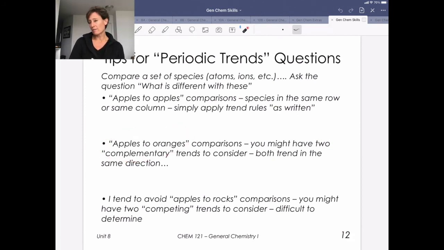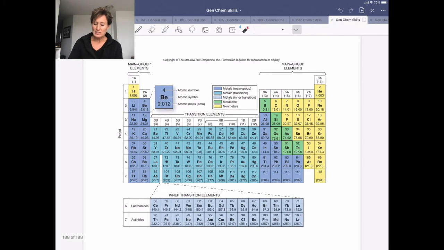Apples to oranges are a little bit more challenging, but what makes these a little bit easier to think about is we're going to have two trends that trend in the same direction. So for example, if we're thinking about size, if I were to give you fluorine and then sulfur, what you might say is, well, fluorine is going to be smaller because it's further to the right, and it's also going to be the smallest because it's got the smallest n number. It's on the smallest row. Again, we know that going up and over is going to make us the smallest.